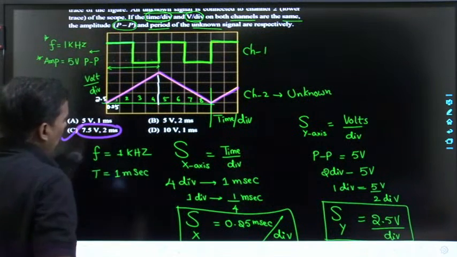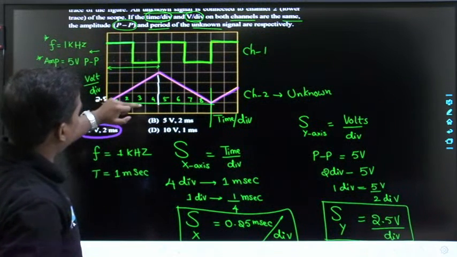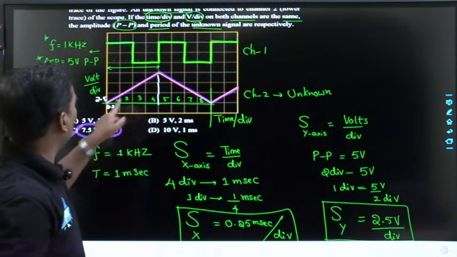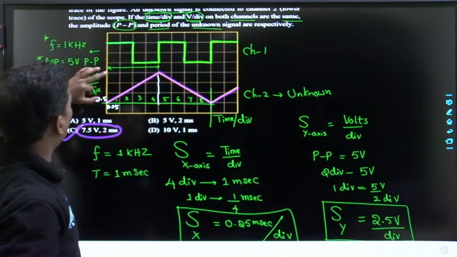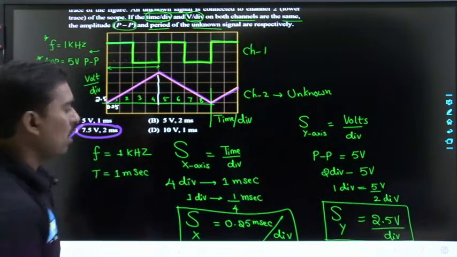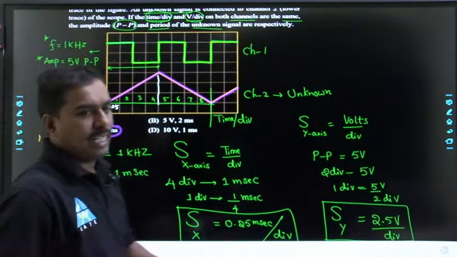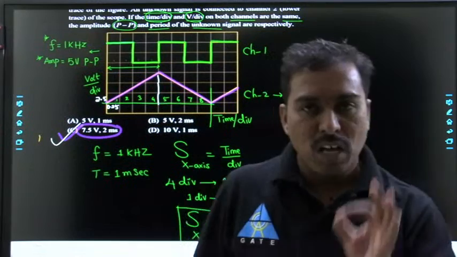Okay na? So horizontally how many? 1, 2, 3, 4, 5, 6, 7, 8. 8 into 0.25, 2 milliseconds आएगा. Vertically कितना? 2.5, 2.5, 2.5, 2.5 into 3, 7.5 volts आएगा. Option C correct है ना? सब लोगों को समझ में आ गया? I think all of you understood.